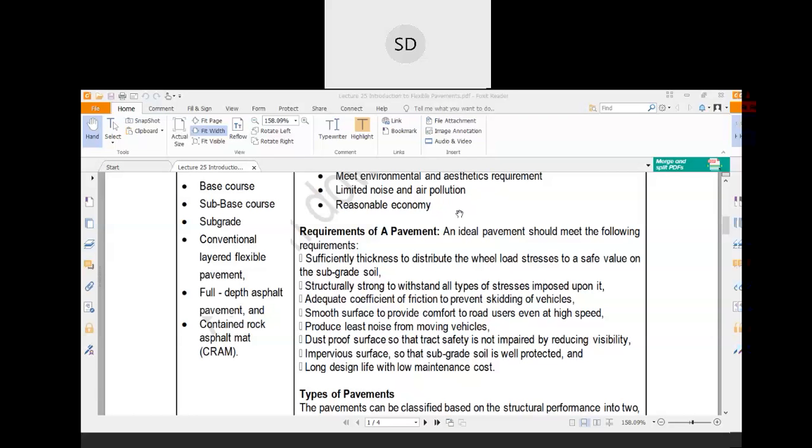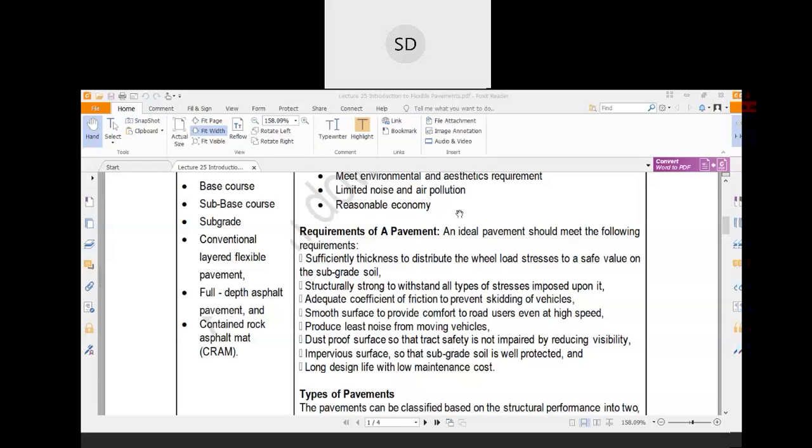Now, if the road is not good, whenever the vehicle is moving, it will create different noises. So, you have to make that road sufficiently smooth so as to reduce any type of noise produced over it. Then a dust proof surface so that traffic safety is not impaired by reducing visibility.